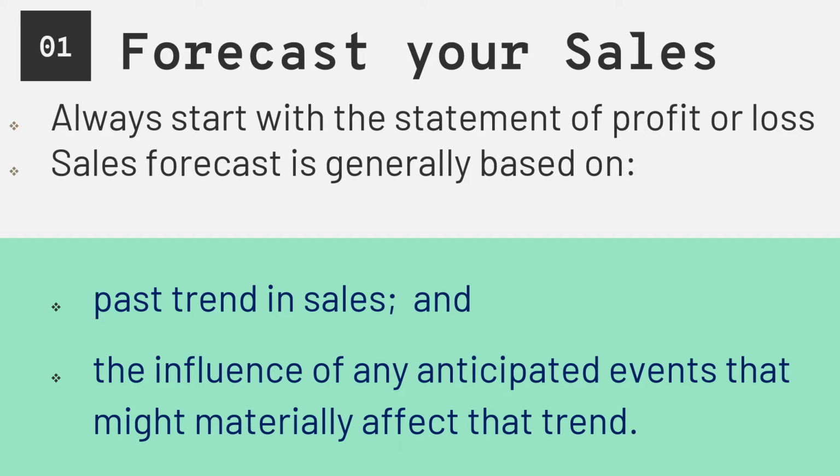Sales forecast is generally based on the past trend in sales and the influence of any anticipated events that might materially affect the trend. Forecasted sales may increase based on the target increase in the market or due to the increase of the market itself. For example, if a business is targeting an increase of 10% from the existing market, your sales forecast thus can be a growth of 10% for the following year.